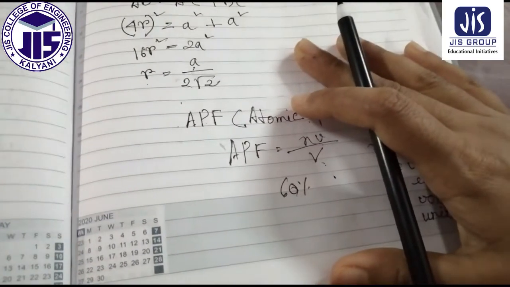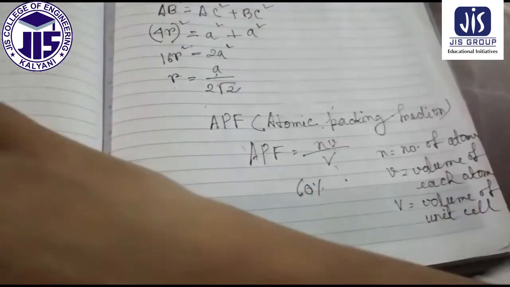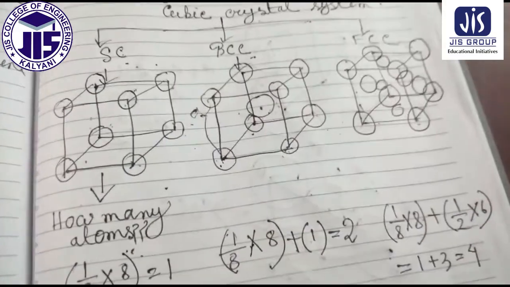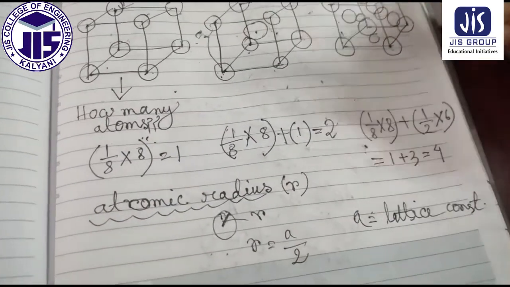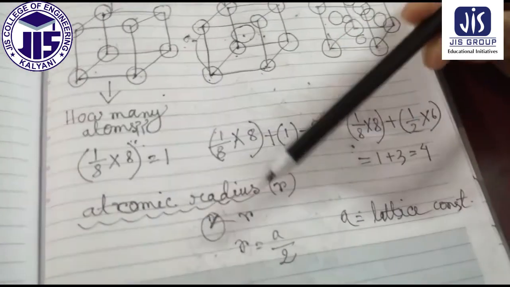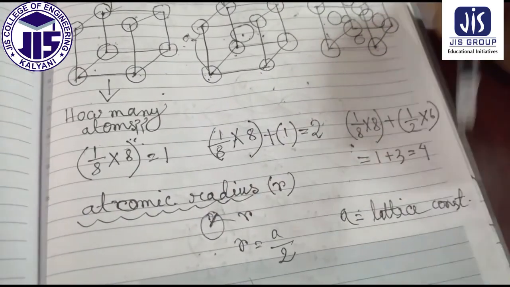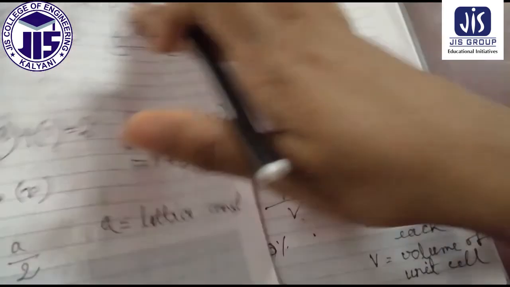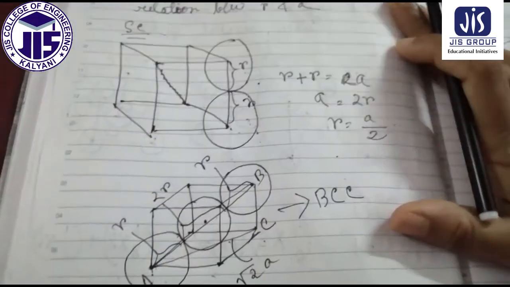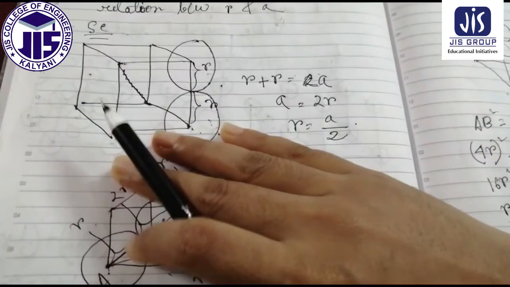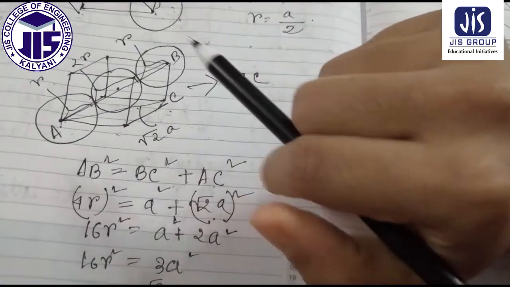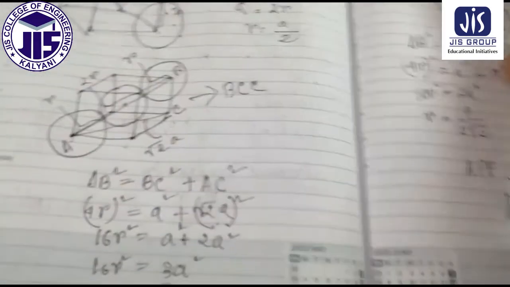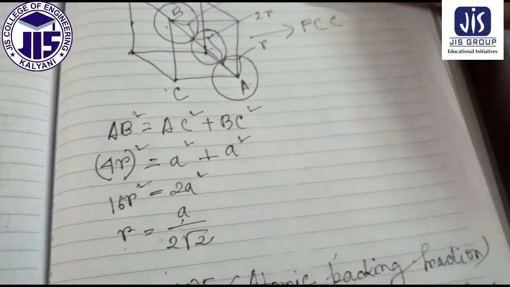So today, if we go over the previous case, first we discussed SC, then BCC, then FCC, then the number of atoms, then what is atomic radius and what is lattice constant, r and a. Next, this is the relation between r and a for SC. This is the relation between r and a for BCC, and this is the relation between r and a for FCC.